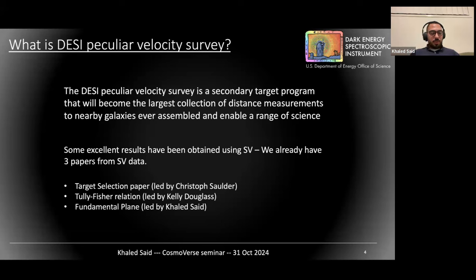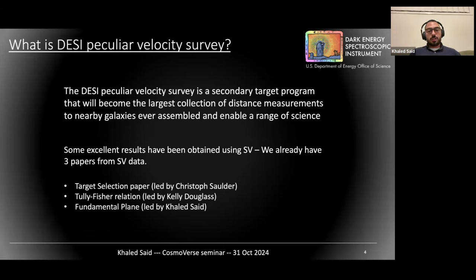During the science verification only, we already have 3 papers from these data. The first one was led by Christoph Saulder, and it's about the target selection. In this paper, we show how we select our sample, both for the fundamental plane and Tully-Fisher, and we also give some Fisher forecasts for some of the cosmological parameters. The second paper is on the Tully-Fisher relation. The target selection paper has been accepted and published, and you can find it on the arXiv already.